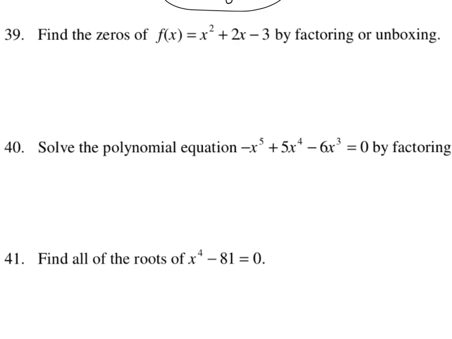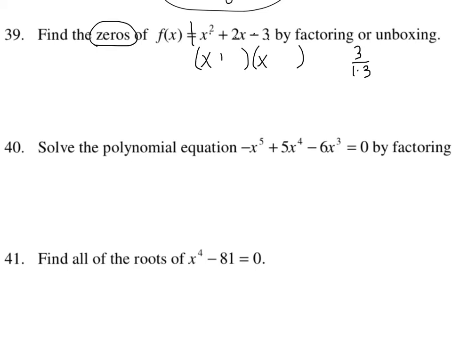Number 39, we need to solve for the zeros, so we're trying to figure out what x equals. We're going to have two answers. The whole thing is set equal to 0. Everything's on one side. So I'm going to go ahead and try to break it up into two factors and see if I can find factors of 3 that subtract to get positive 2.